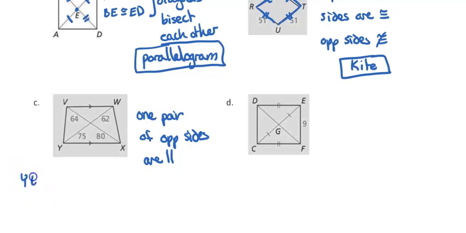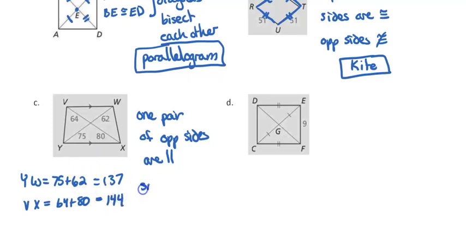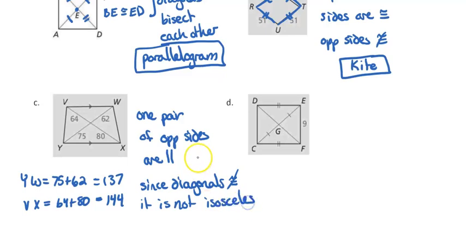So if I find YW, I'm going to do 75 plus 62, and that's 137. And then if I find VX, that's 64 plus 80. That's 144. And so since the diagonals are not congruent, that means it isn't isosceles. So it is just a regular trapezoid, non-isosceles.